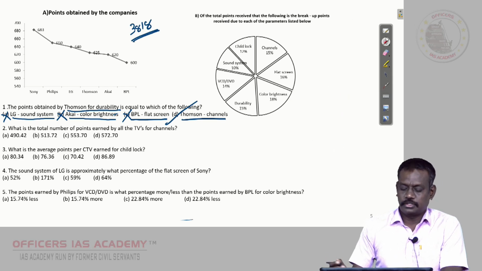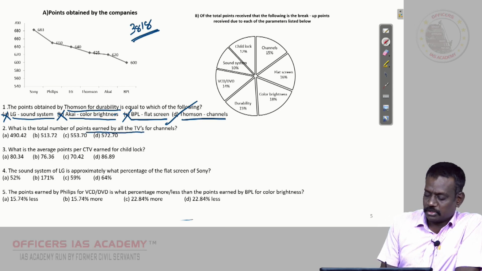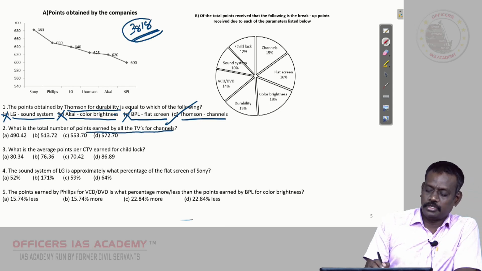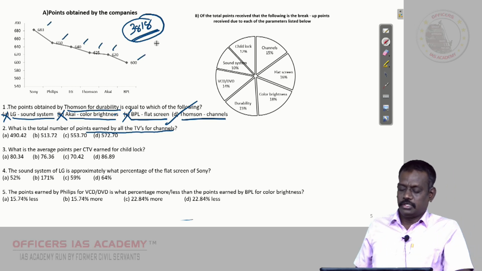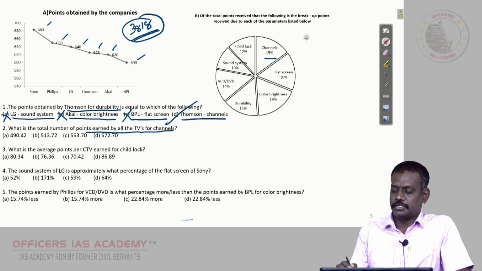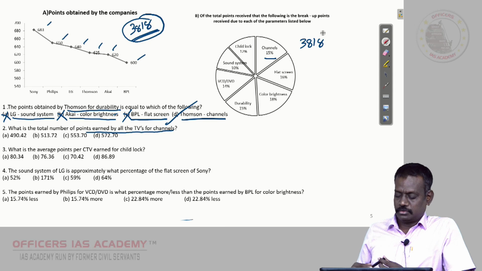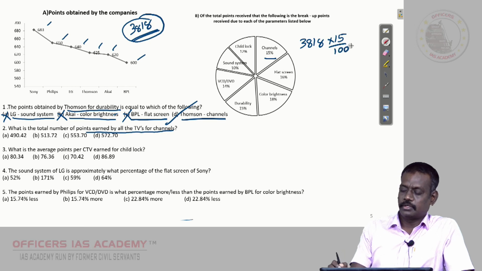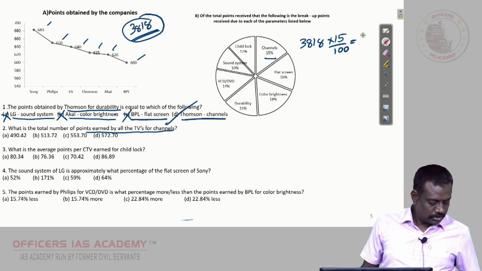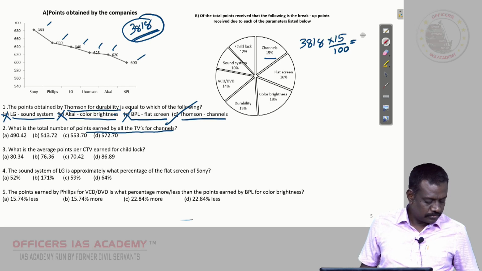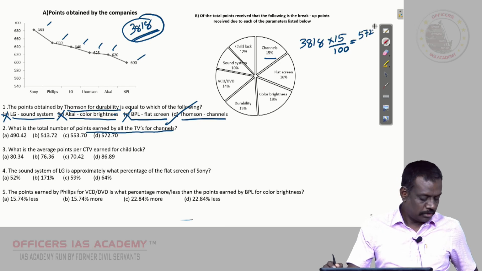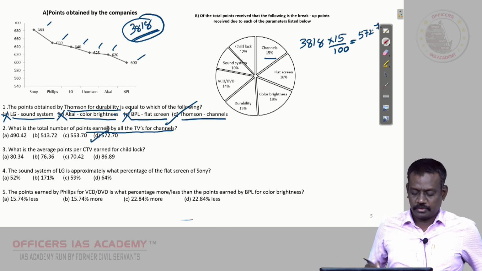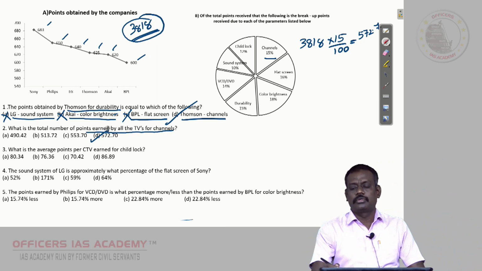So what is the answer, children? The second question: what is the total number of points earned by all the TVs for channels? The total number of points is 3818 if you add all these numbers. And for channels, it is 15%. So 3818 into 15 divided by 100 is 572.7. We have 572.7 here. Okay.